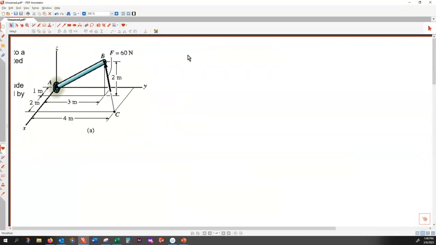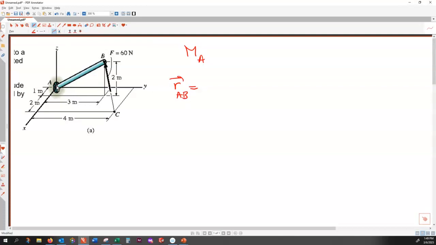Okay, what is the rotational effect with respect to point A? Because this is a three-dimensional problem, it's best to solve it with vectors, not scalars. All I have to do is get the force as a vector, and I need one position vector. So who can help me with the position vector of AB?